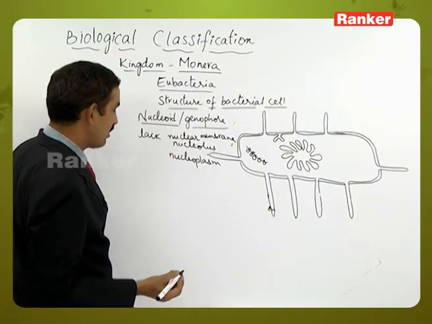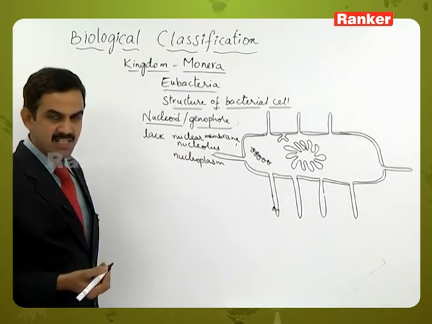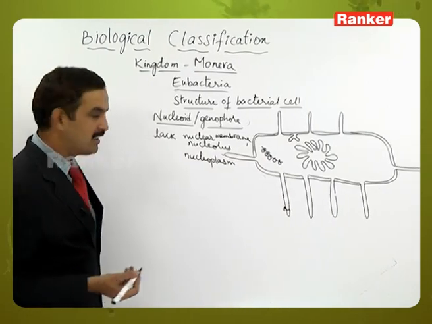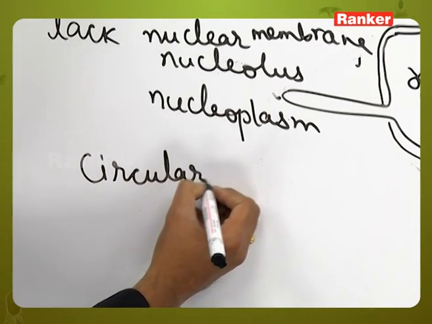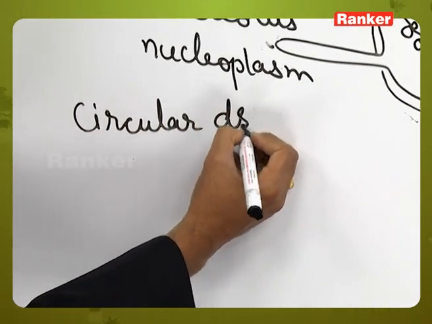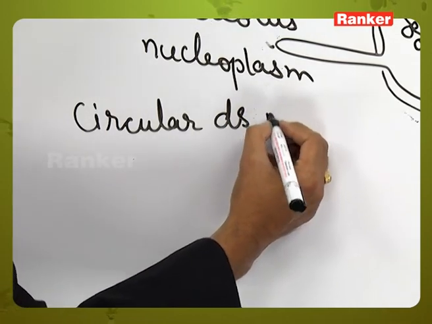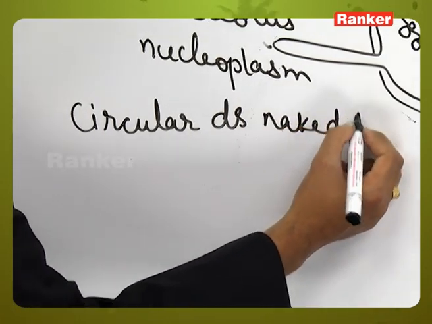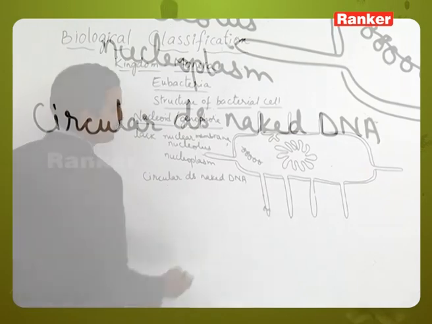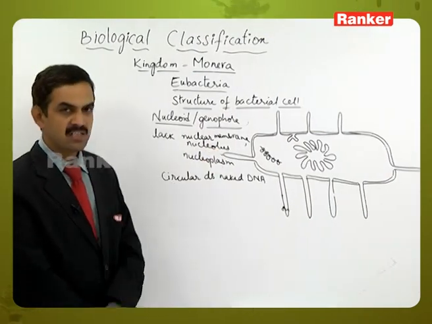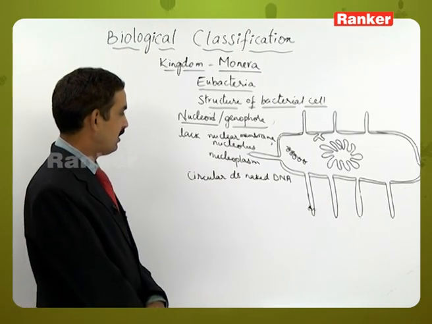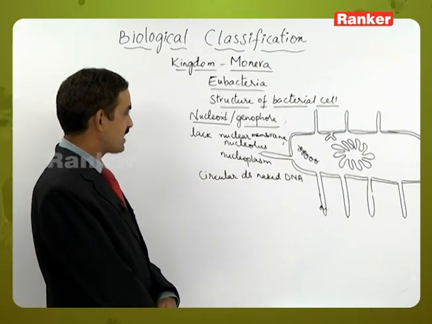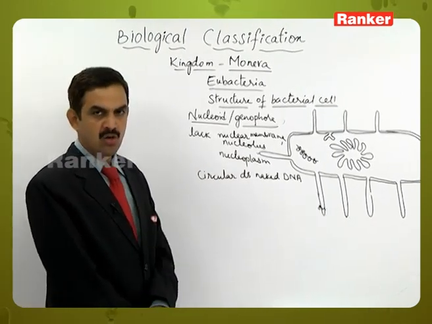It is better to say it as genetic material. The genetic material is represented with circular, double stranded, naked DNA, which is freely present in the cytoplasm without any boundary. So this type of DNA or genetic material is called a nucleoid or the genophore.